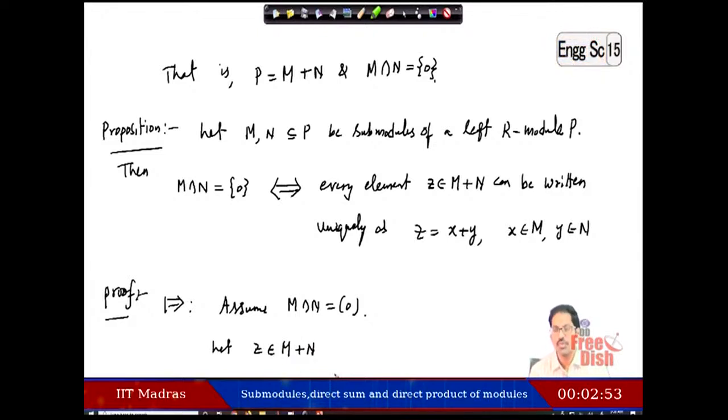Okay. We need to show that this we can write uniquely as a sum of an element in M and N. So, suppose Z is equal to x plus y, and this has two sums, x dash plus y dash, for some x and x dash in M, y and y dash in N. Okay. Suppose I have two such sums.